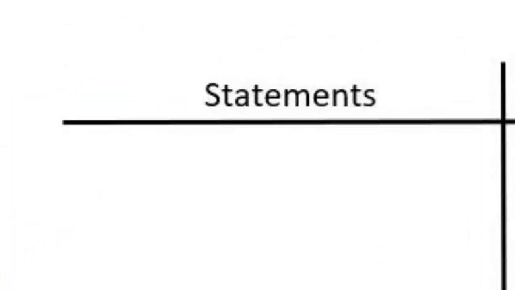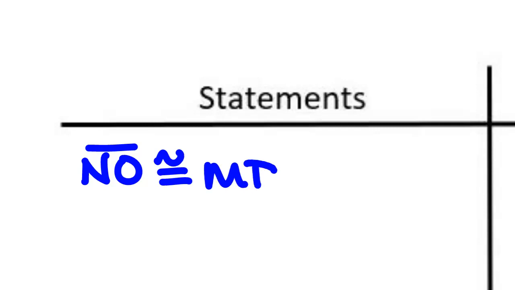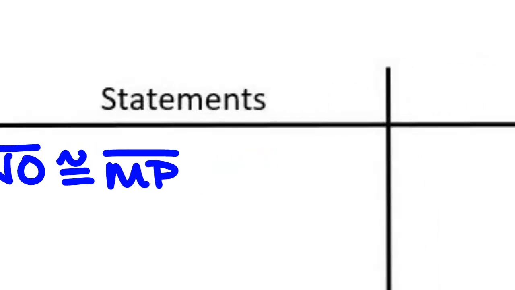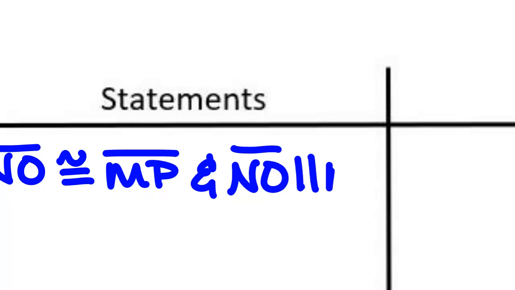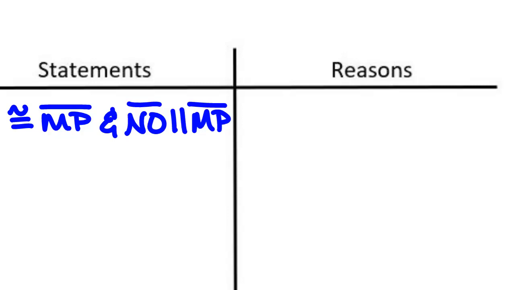First statement should be what? NO is congruent to MP. Anything else? And NO is parallel to MP. My reason for all of that? Given.